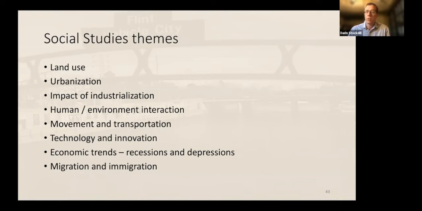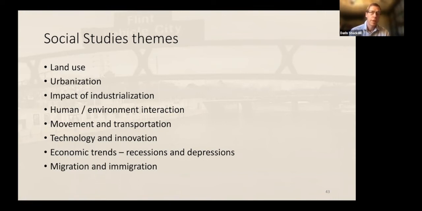So land use: how is the land used and who decides that? Urbanization and rural living: what are the population patterns? Industrialization and economic activity, human environment interaction. Any one of these is connected to local issues in any community. Students need to learn about all these, they show up in the 5 themes of geography, and they're all throughout the content expectations in C3.